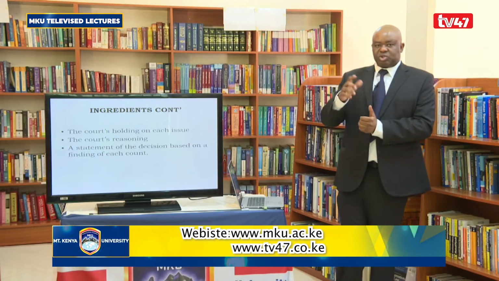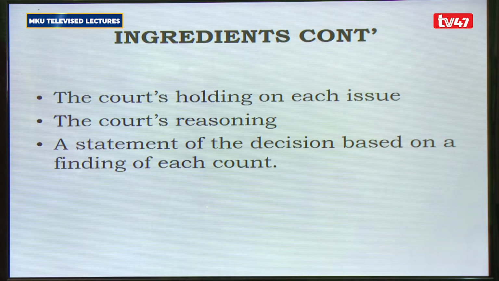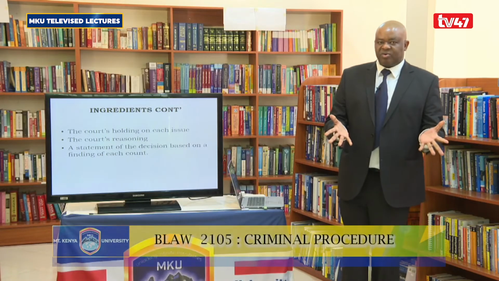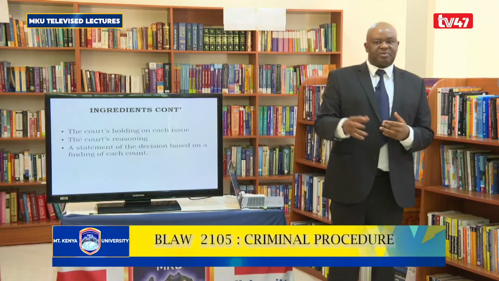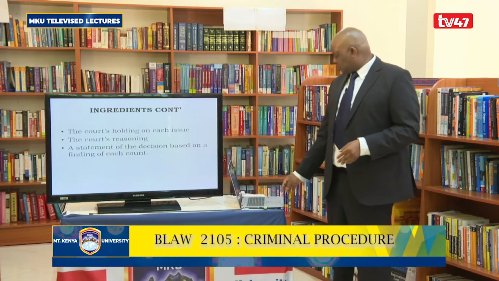Similarly, the court should also have a holding of the court on each issue. As we've seen before, the court must have a summary of issues, then there must be a decision on each issue. If there are 4 issues that the court had framed, then there must be a decision on each issue. And after that, there must be the court's reasoning. The court's reasoning on each issue must always follow in the judgment, and then there must be a summary, the statement of the decision based on the finding on each count. That is, if there are 4 or 5 counts, then there must be a statement whether the accused person is guilty on count 1, count 2, or acquitted on count 1, and convicted on count 2.